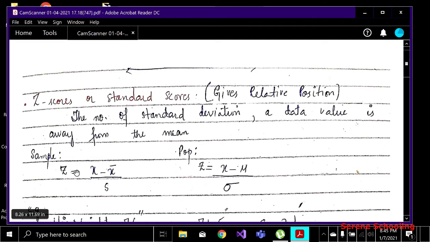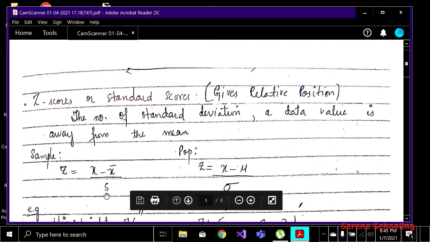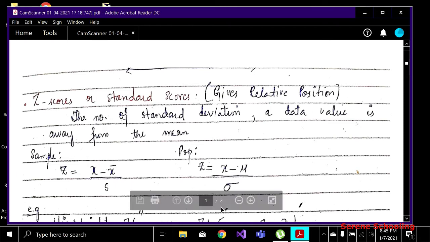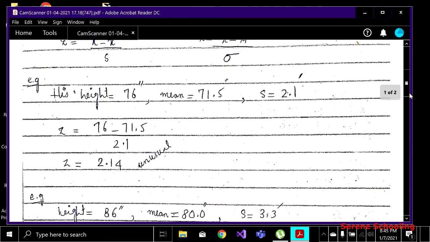So the formula is, we represent this by a small z, z equals x minus x bar over s, where x bar is your sample mean and s is your sample standard deviation. And if you are told in a question that we have to find it for a population, then we represent the population mean with mu, and this is our population standard deviation. This is very simple to apply in the questions.